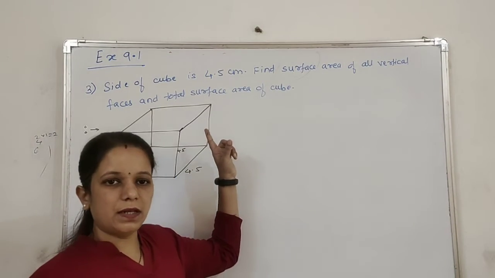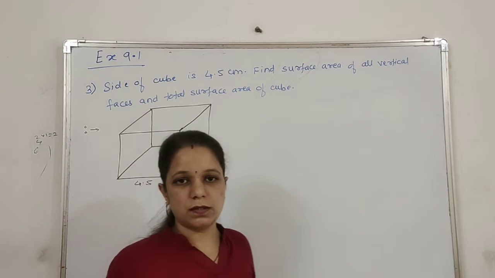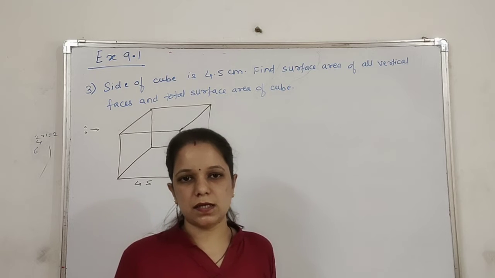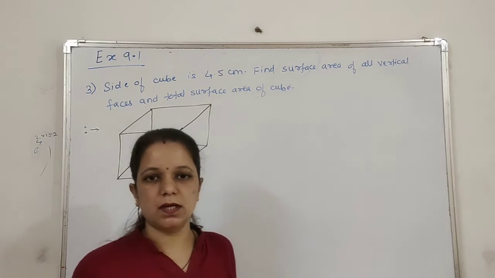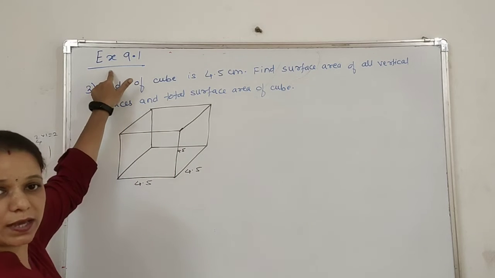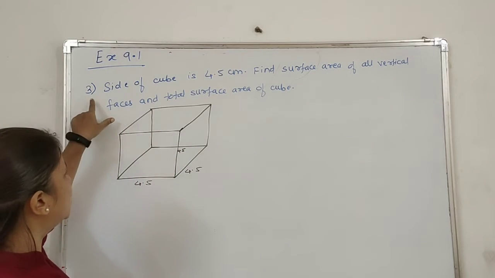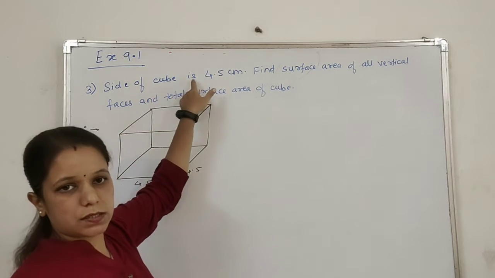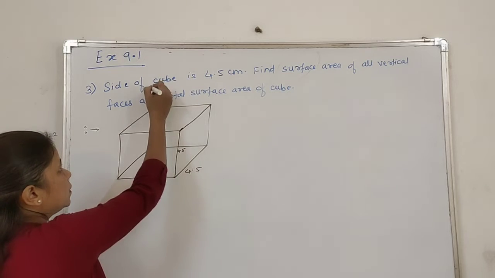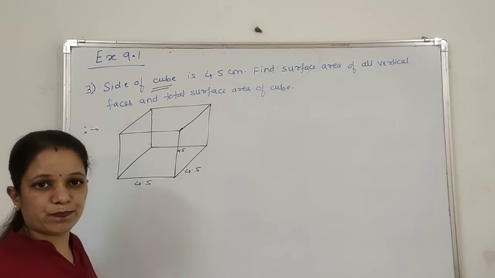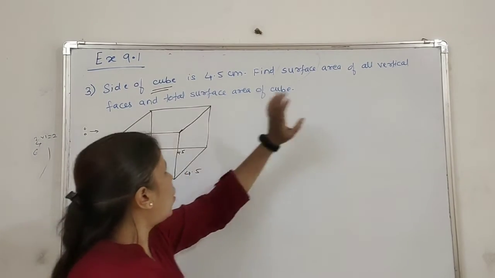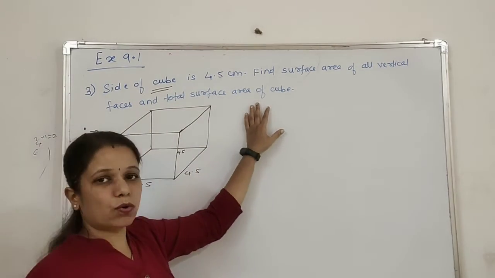Now we will go to sum number 3, because it is the same as sum 1, only the shape is changing. So first I will read out the sum. Exercise 9.1, sum 3. Side of cube is 4.5 centimeter. Now just note it, the shape is cube. Okay. Find surface area of all vertical faces and total surface area.